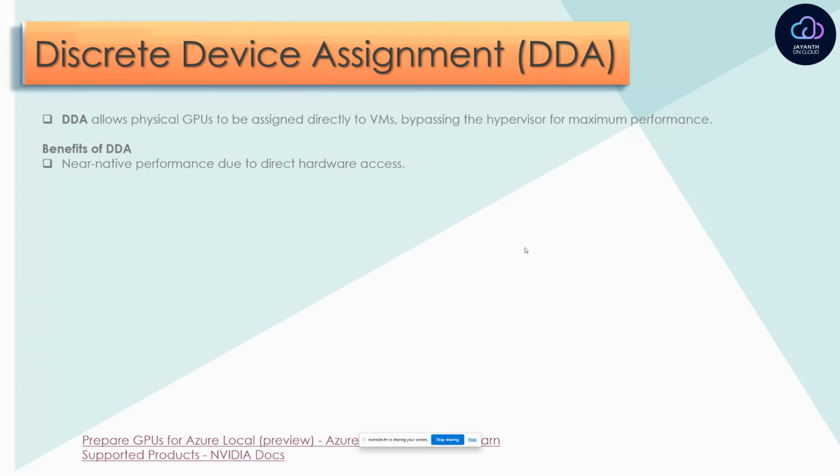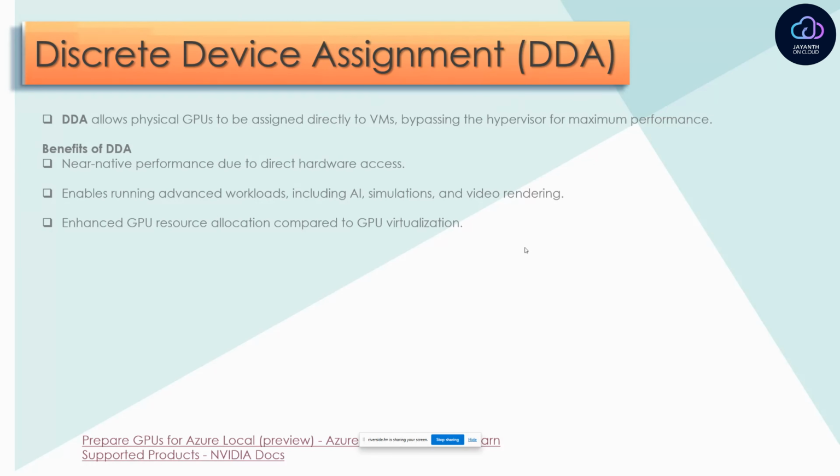And this is where you'll get the near native performance due to the direct hardware access, which enables you to run advanced workloads, again, simulations, video rendering, AI. We get enhanced GPU resource allocation compared to GPU virtualization. Some limitations can be that we can't use a GPU over multiple VMs, so it's dedicated. So there's a cost and scale implication there you have to be aware of.